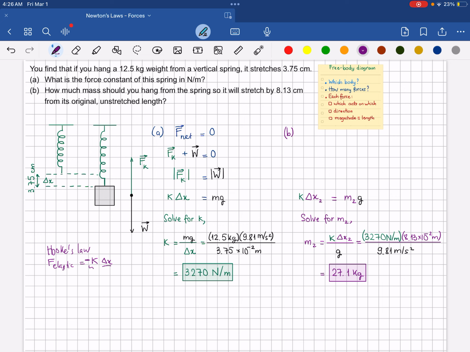And k here is just a constant. It depends on the stiffness of the spring, so k can have different values. The greater the k, the greater the elastic force, and that indicates the stiffness of the spring. In this case, they ask for it. So how can we find it?